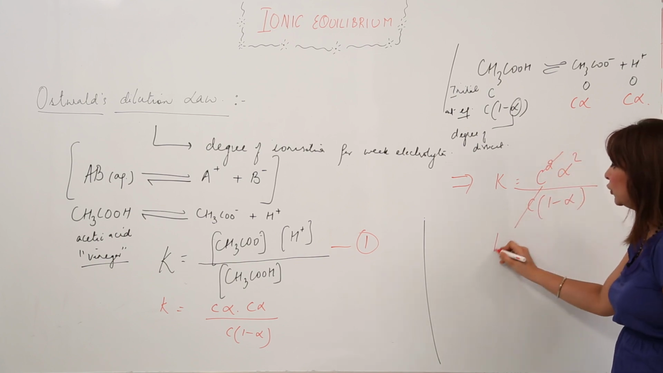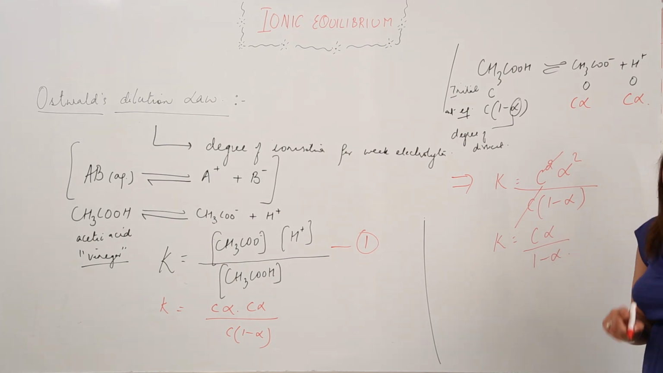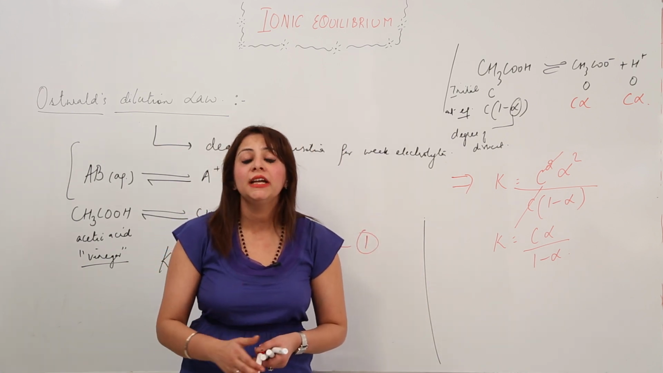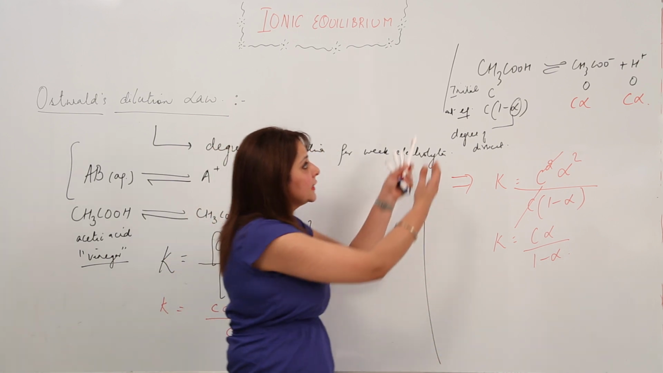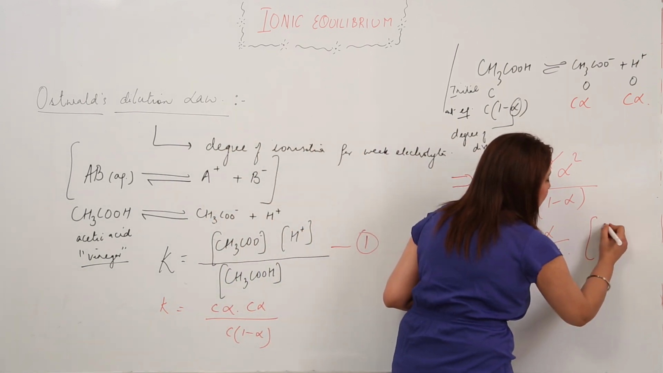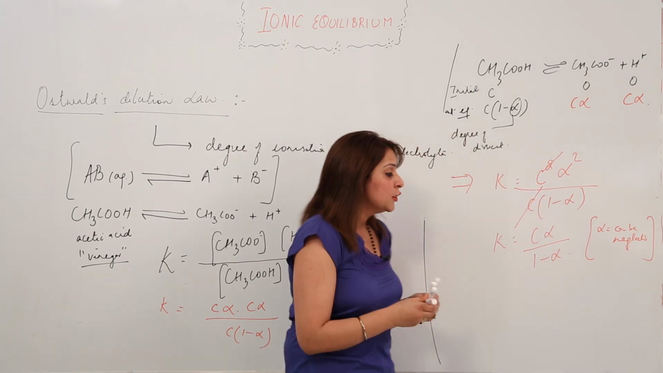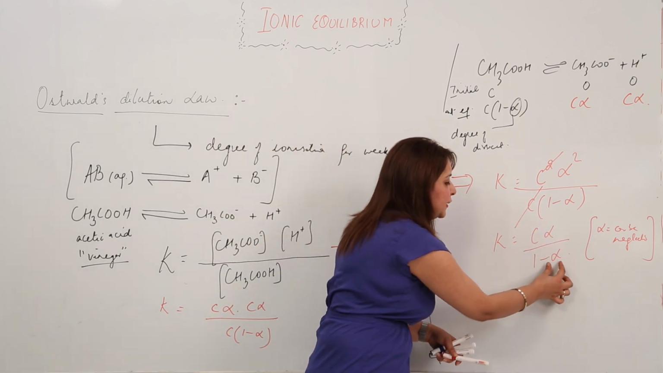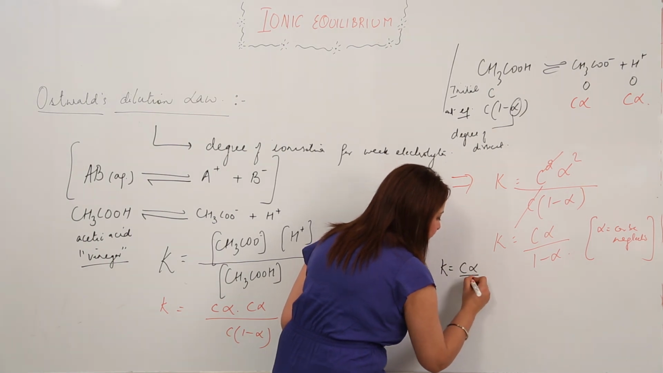Here C cancels out, so we are left with K is equal to C alpha square upon 1 minus alpha, right? Now if I consider it as a weak electrolyte, we know that in the case of a weak electrolyte, the degree of dissociation is too small. So alpha can be neglected, because the degree of dissociation is too small. I am just neglecting the alpha present in the denominator.